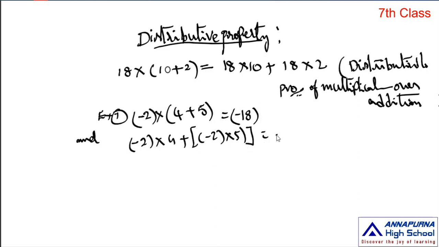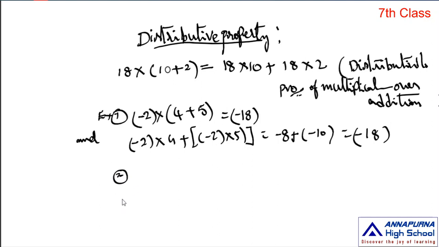Minus 2 into 4 is minus 8, plus minus 2 into 5, minus 10. That means plus of minus 10, so addition of two negative integers gives negative, minus 18. Minus 18. Take another example.